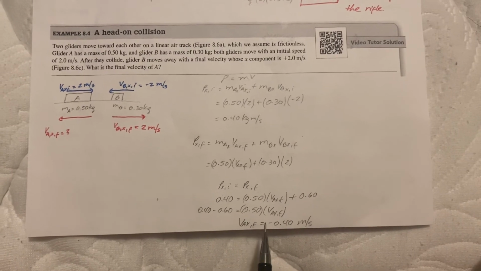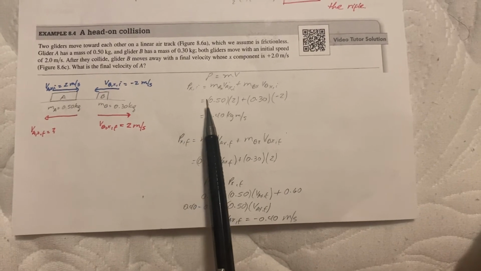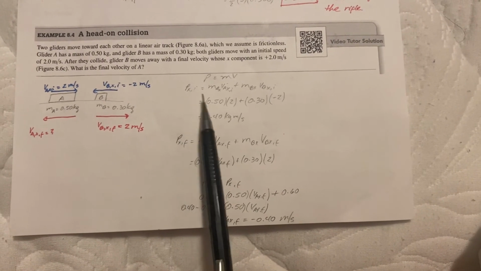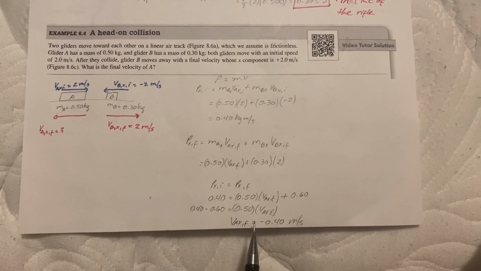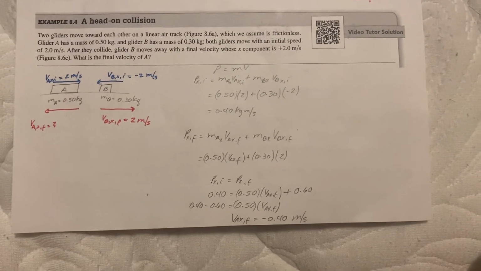So that gives us the final velocity of object A in the x direction, which is going to be equal to the initial momentum, but negative because it's in the opposite direction. And that's how you solve this problem.